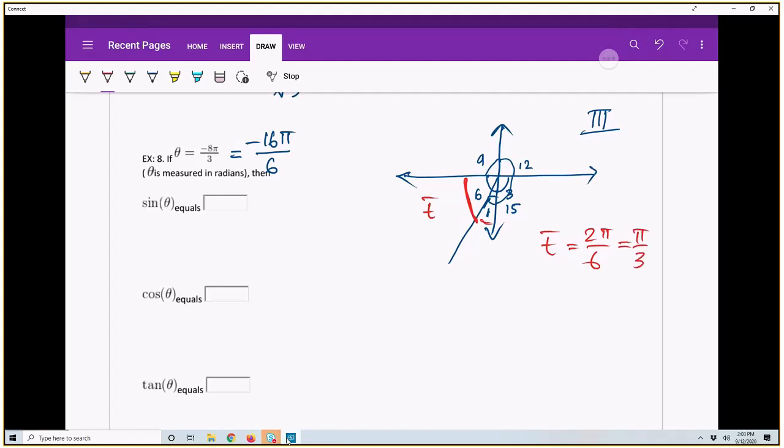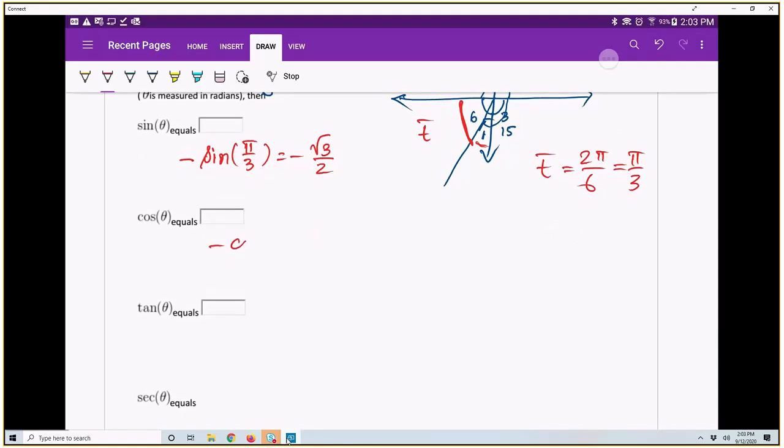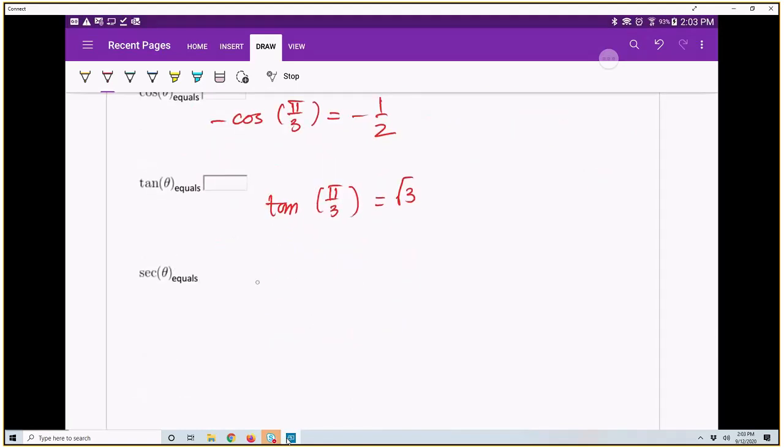Hence, we are done. Remember, this is going to be the negative of sine, because sine in the third quadrant is negative, so minus sine of pi over 3, which is minus square root of 3 over 2, because sine of pi over 3 is square root of 3 over 2. Cosine, negative again, so minus cosine pi over 3, and that is going to be negative 1/2. Tangent is positive, so that's just tangent pi over 3, and I know the value is square root of 3. Secant is the reciprocal of cosine, so that's just negative 2.